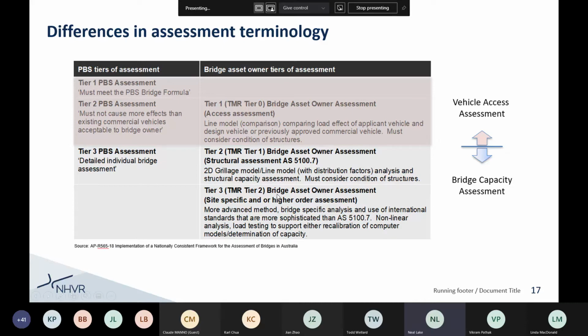Importantly, I just want to make that distinction again, that we have this idea of vehicle assessment versus bridge capacity assessment. All of the elements in the bottom half, that's bridge capacity assessment. That is what we're talking about when we say we're doing bridge assessment. All the stuff on the top in the light red colour, what we're talking about there is heavy vehicle access assessment. Essentially, we're doing comparison of vehicles. In the bottom, we're actually assessing structures. So it's an important distinction between the two.